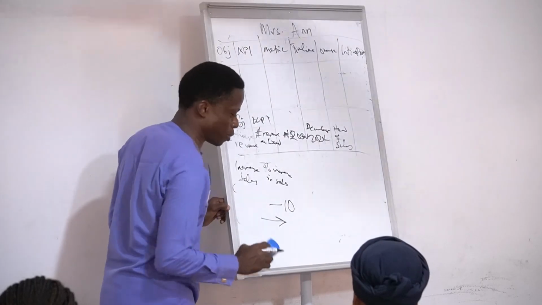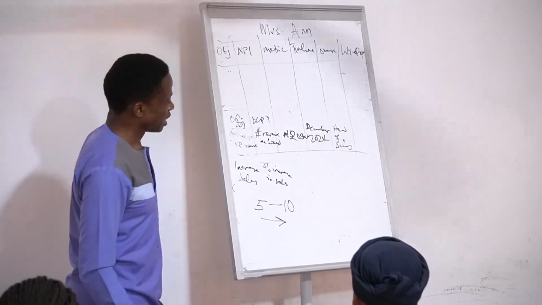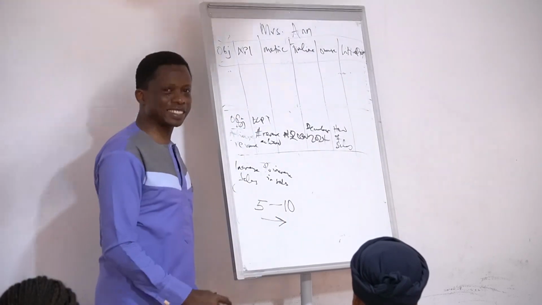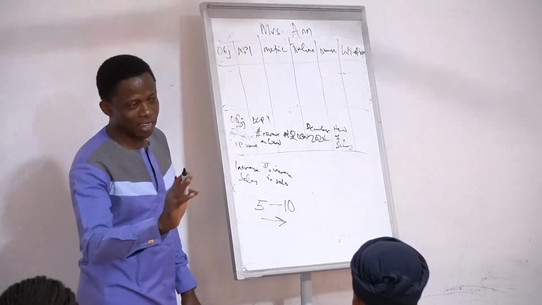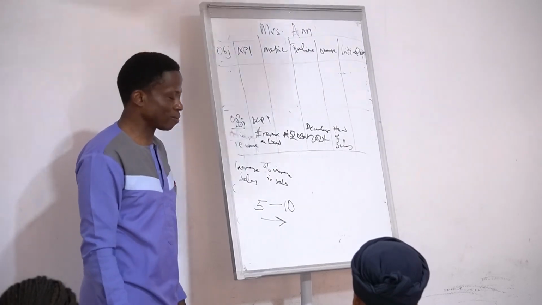Wait, let me help you further. You made 5 naira here. They are asking you to increase it to 10 naira. What percentage increase is this? 50%. Excellent. This is how I teach people mathematics.